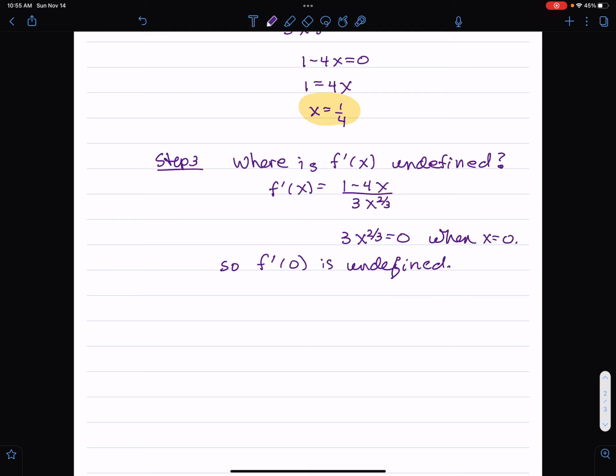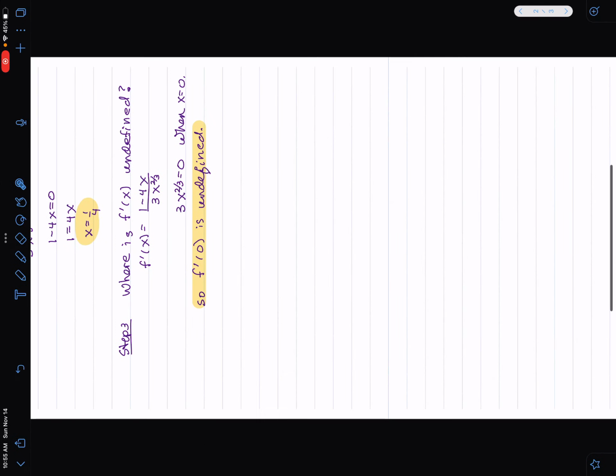So f prime of 0 is undefined, and it's also in the domain of the original function. That's important. Sometimes we'll find a number where it gives 0 in the denominator of f prime, but it turns out that number was not in the domain of the original function anyway.